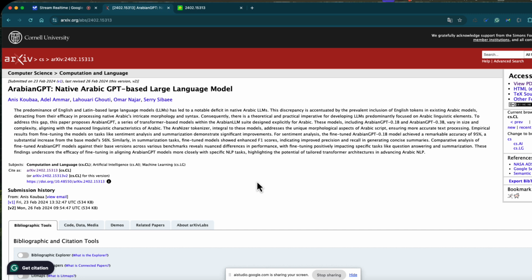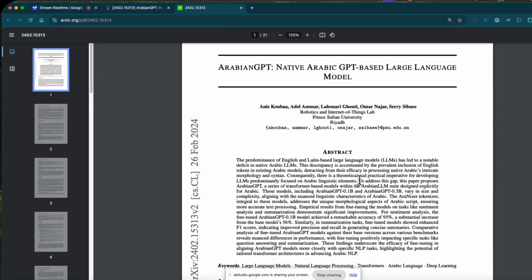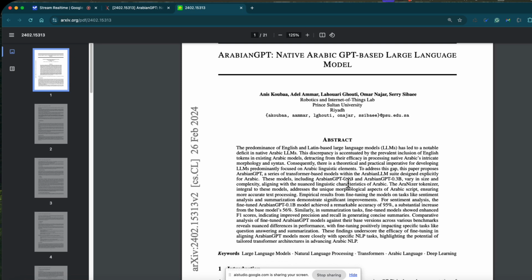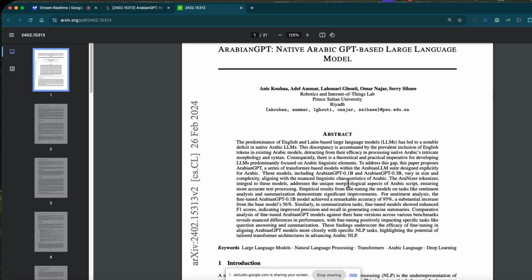You see this paper? Yes, I can see the paper. It appears to be about the native Arabic GPT-based large language model. Okay, so I would like your help to understand this paper. Okay, I can help you with that. What specifically would you like to understand about the paper? For example, would you like a summary, an explanation of a particular section, or something else? I want just to know the contribution of this paper.